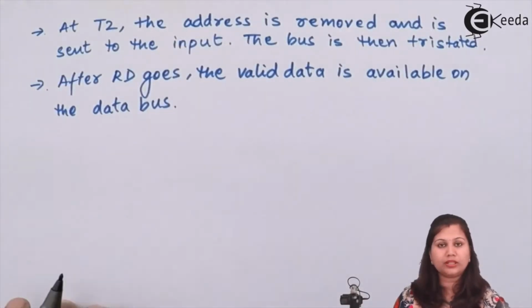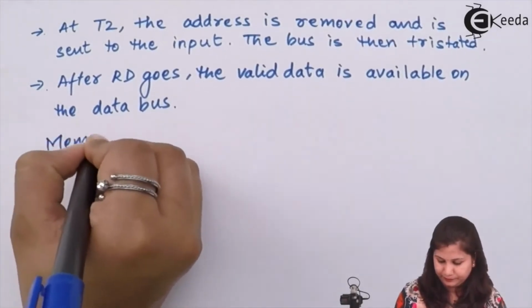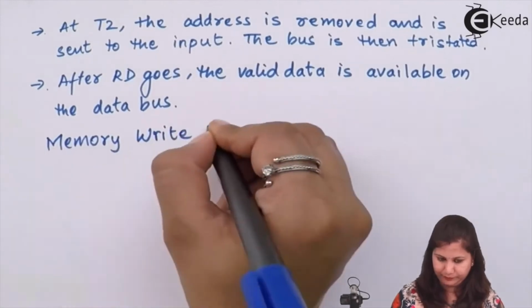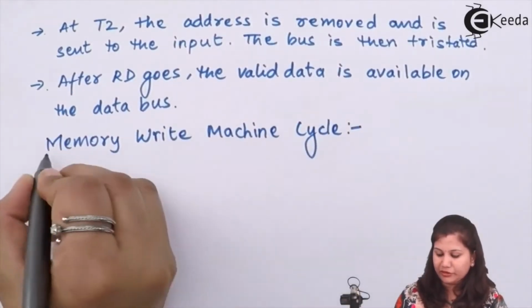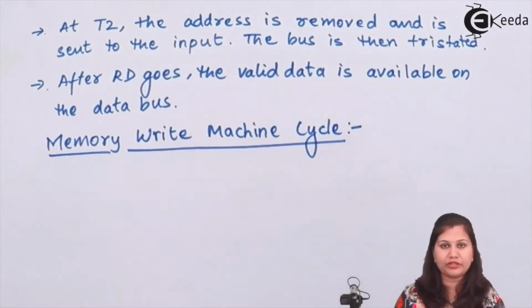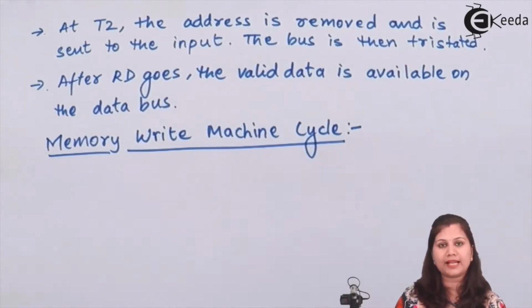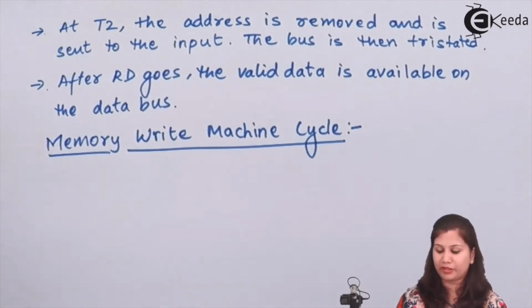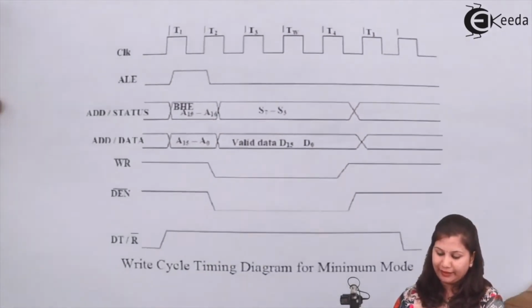Now let's come to the memory write machine cycle. Just like the memory read machine cycle, the memory write machine cycle also starts with the address latch enable ALE signal, and then the bus high enable and the memory input output signal will decide whether it will be a memory operation or an input output operation. Let's see the timing diagram for it.